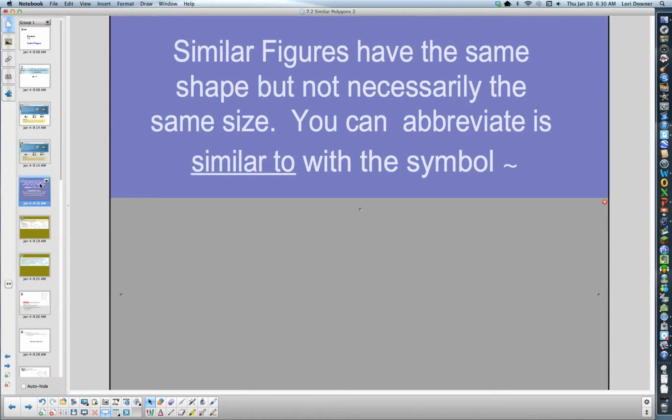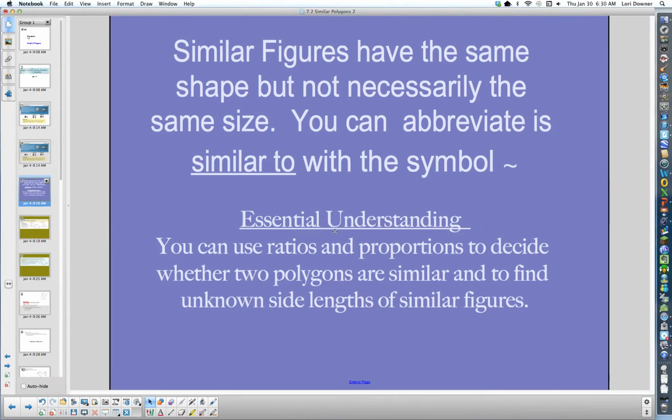Similar figures have the same shape, but not necessarily the same size. So you can abbreviate similar using this symbol. The symbol is very similar, pardon the pun, to the congruent symbol with no equals underneath. Our essential understanding is you can use ratios and proportions to decide whether two polygons are similar and to find unknown lengths of similar figures.